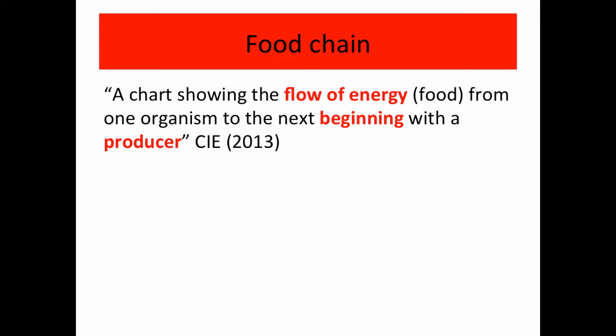So, a food chain. Like I said, I mentioned this before. A food chain is a chart that shows the flow of energy, or food, from one organism to the next. It always begins with a producer. Here's a simple example. Grass to cow to human. So the grass is a producer which does photosynthesis to make its own food. The cow is a consumer, the primary consumer. It eats the grass, and the human is also a consumer, this time the secondary consumer that eats the cow.